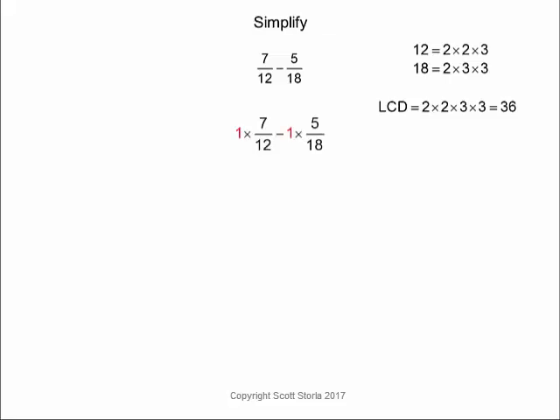Here's the next one. First, I'll need to find the LCD, and that's 36. I return to my original fractions, and the form of 1 I want for the first is 3 over 3, and for the second, 2 over 2. Multiplying numerators and denominators together, I'll get 21/36 and 10/36. And then I have a common denominator, and I can subtract and get 11/36.